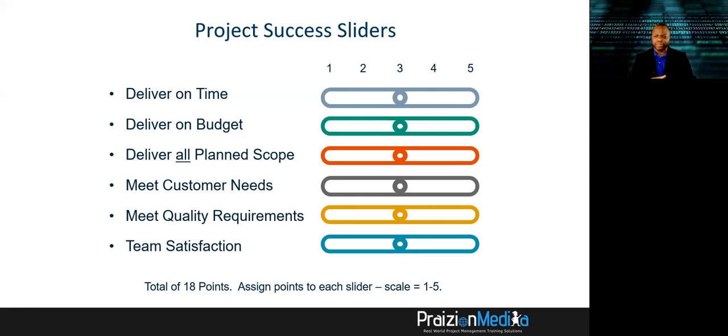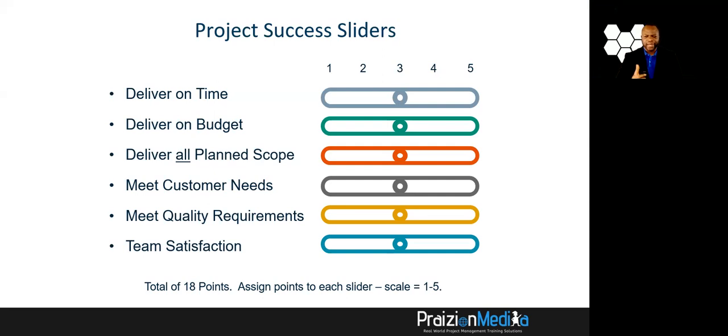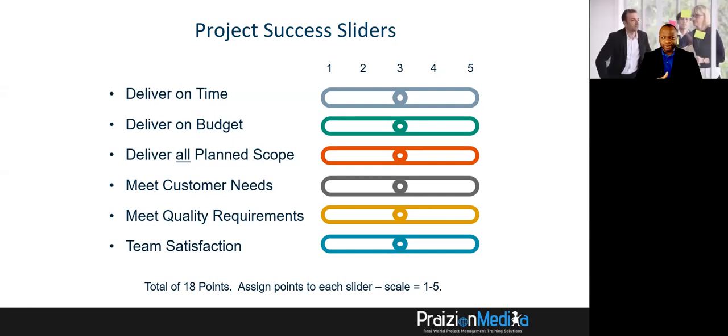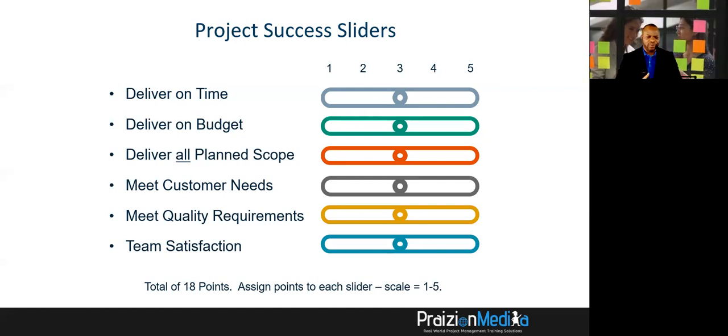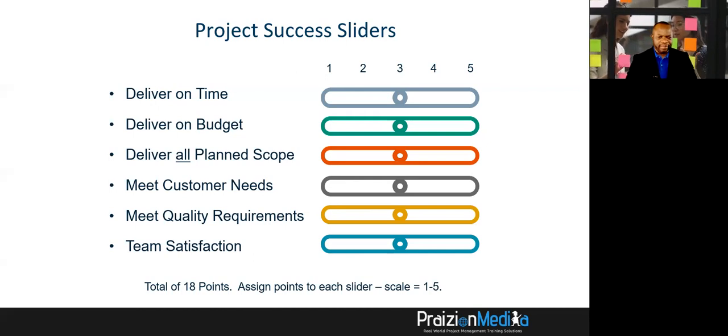So for example, if you think, well, team satisfaction isn't as important as meeting schedule, I am going to take team satisfaction up to 4, right? Or down to 2, or up to 5, or down to 1, then do that. But balance it out so that you only have 18 at any one point. So let me show you an example.